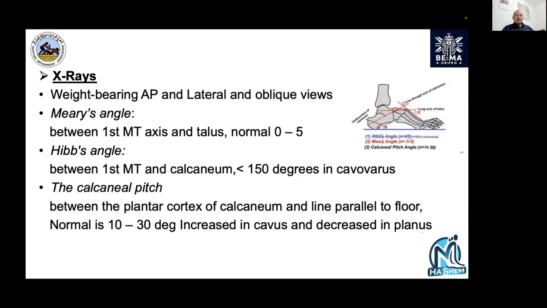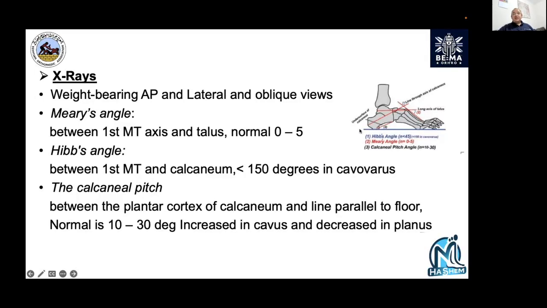If you have a look at the X-ray, I need you to understand that you cannot comment on an X-ray for Pes Cavus unless the patient is standing, weight bearing, and your X-ray should be AP, lateral and oblique views. You will spot three angles, and you need to measure them correctly: the Meary angle, Hibbs angle, and the calcaneal pitch. The Meary angle is between the longitudinal axis of the talus and the longitudinal axis of the first metatarsal, and normally it is 0 to 5. If it is more than 5, it is Pes Cavus. If it is less than 0, by minus, it is Pes Planus.